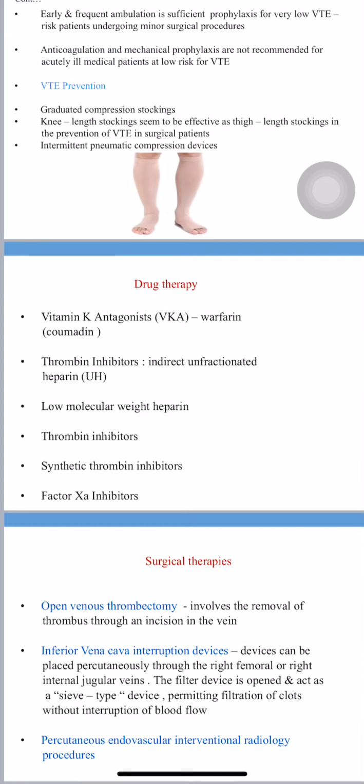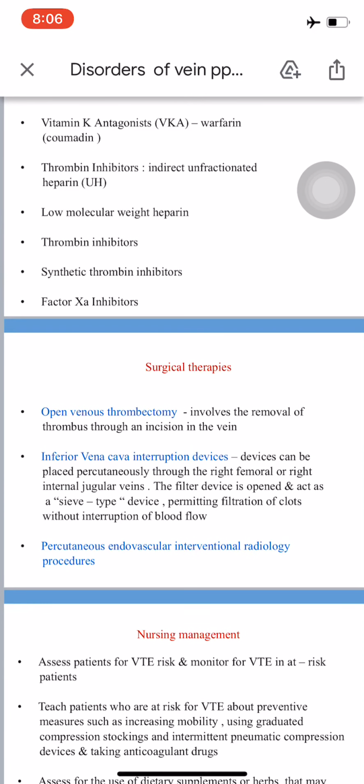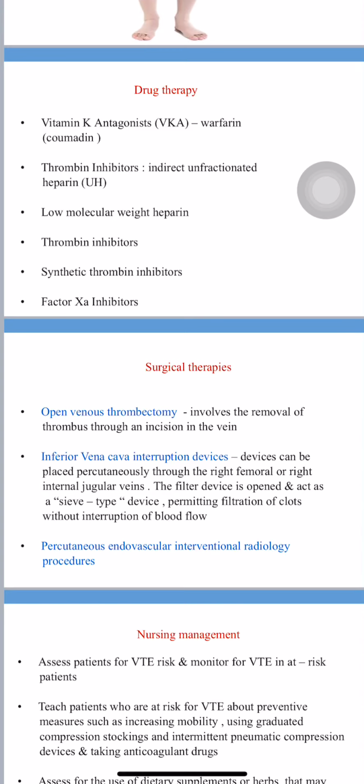Next we will move on to the surgical therapies. Surgical therapies mainly include open venous thrombectomy, which involves the removal of thrombus through an incision in the vein. Next is the inferior vena cava interruption device.